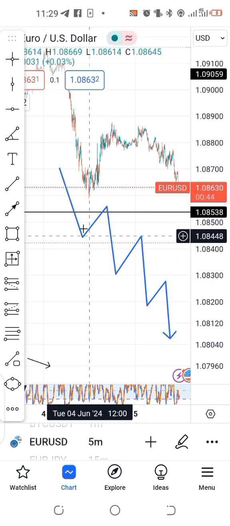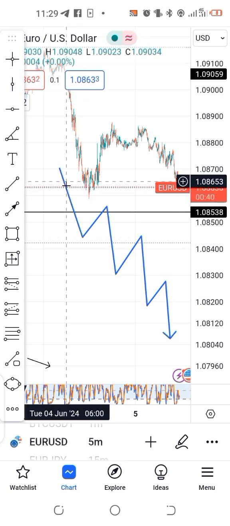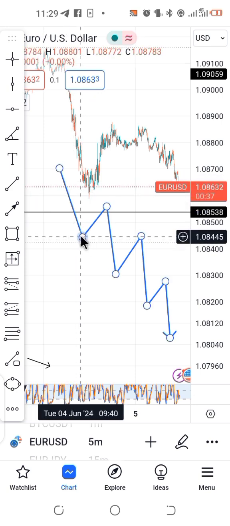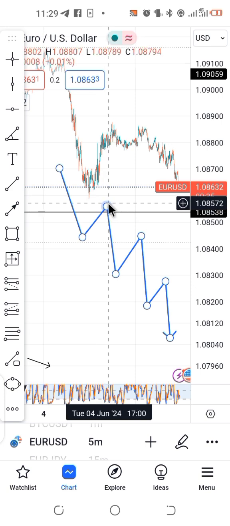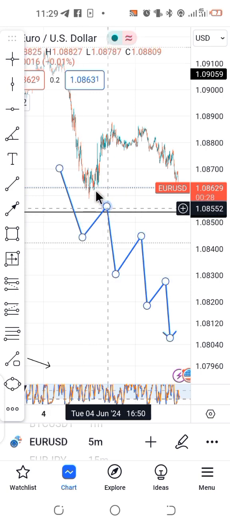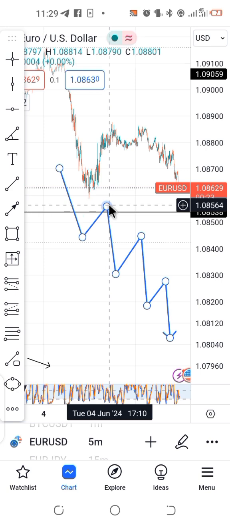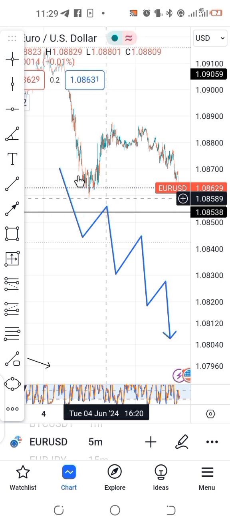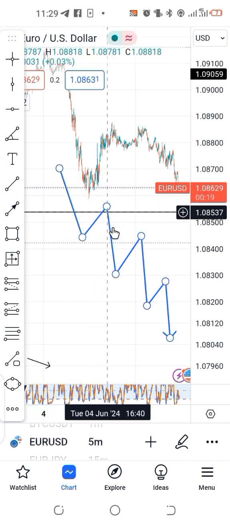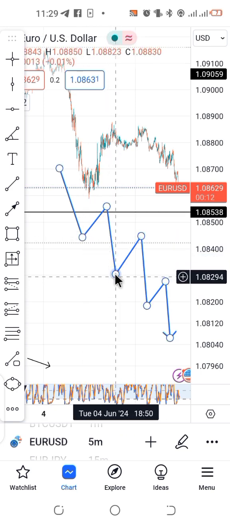The reason is that this low here is lower than the previous one, so it's a lower low. Then when you go up, you have a lower high. This one here is higher than this low, but it is also lower than the previous high here. So we have a lower low and a lower high. Then we have another lower low, and the reason it is a lower low is that it is lower than this low.